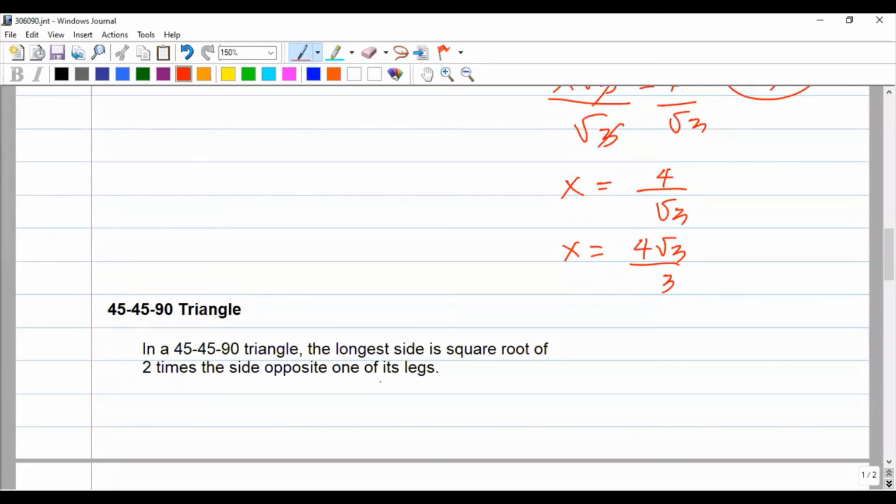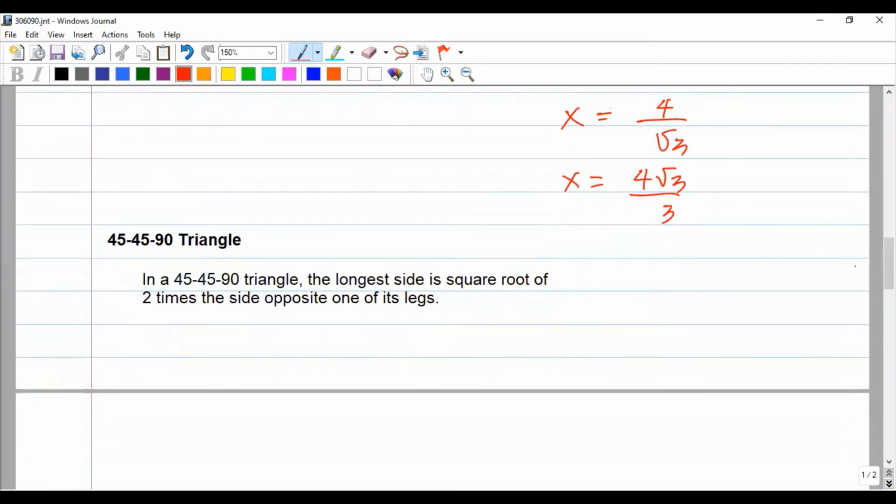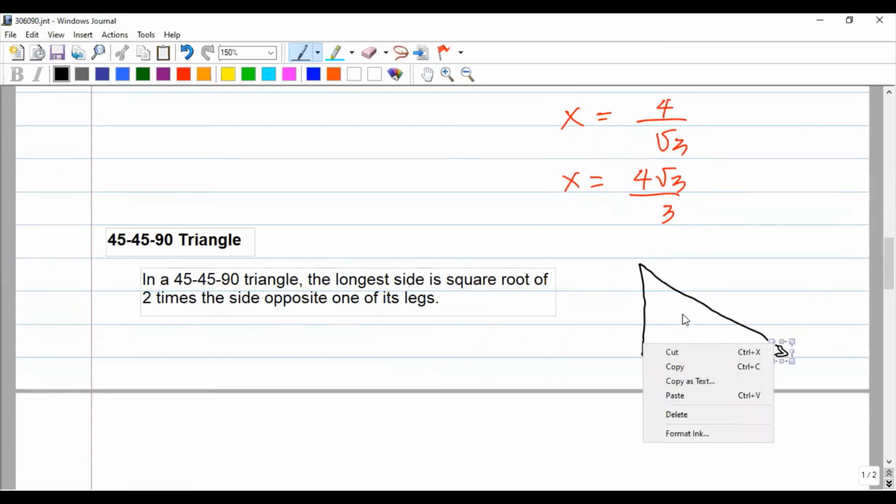Whereas in our 45, 45, 90 triangle, it says here, in a 45, 45, 90 triangle, the longest side is the square root of 2 times the side opposite one of its legs. Okay? So if we're going to illustrate that, we have a 45, 45 here, in which the legs are congruent. So if the legs are congruent, then the opposite angles are also congruent.